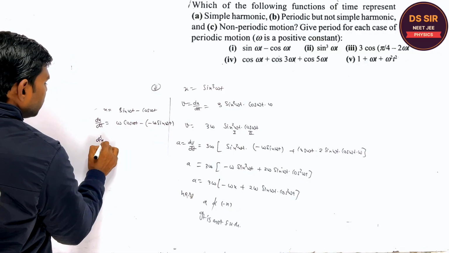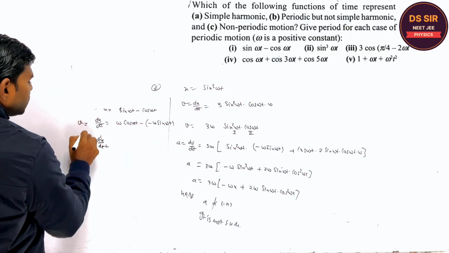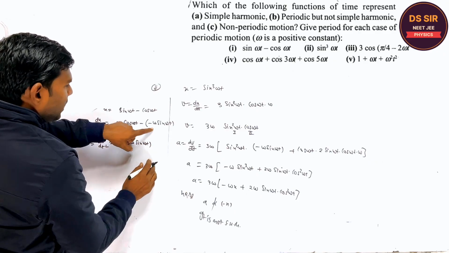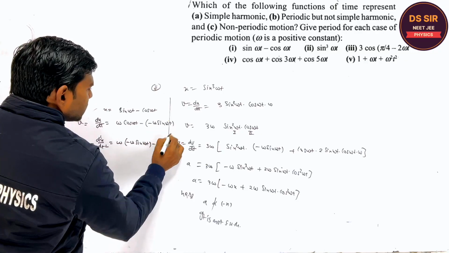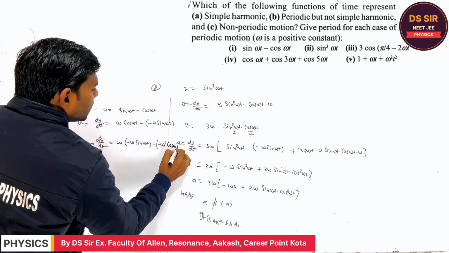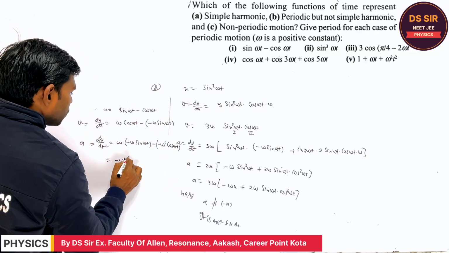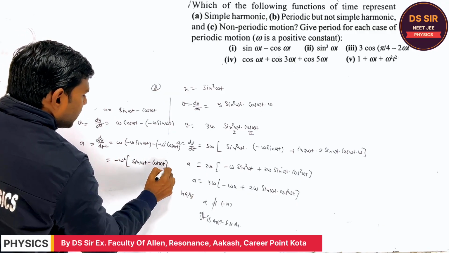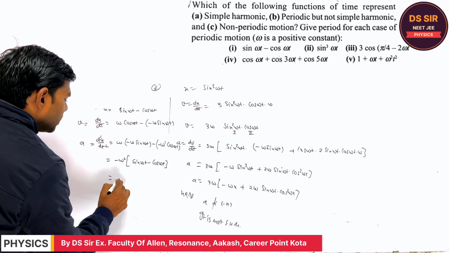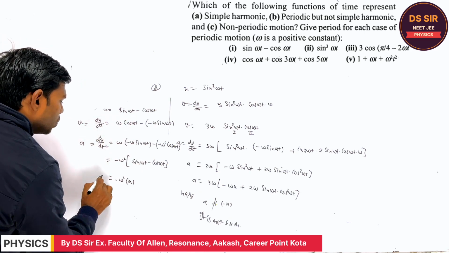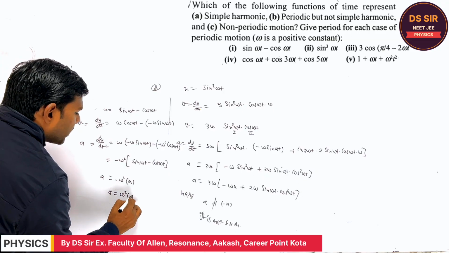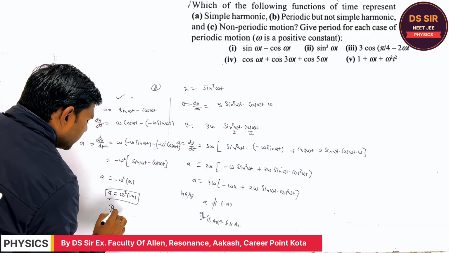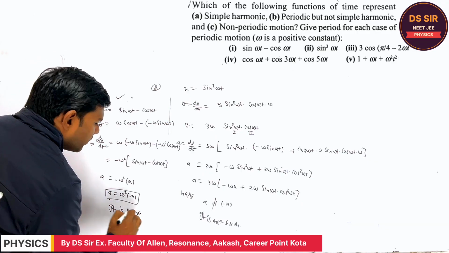Again, if you differentiate to find the acceleration, this is the velocity, this is the acceleration: minus omega sin omega t, right? Again differentiate, minus omega square cos omega t, right? If you take minus omega square common, it is sin omega t plus cos omega t. Are you getting? And this is equal to x. So this is another solution, right? Acceleration is equal to minus omega square x. That is why it is SHM. Therefore it is SHM. You may prove it in this way also.